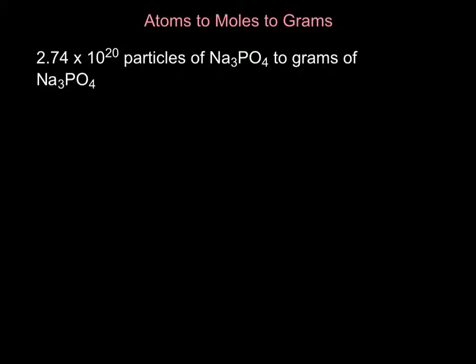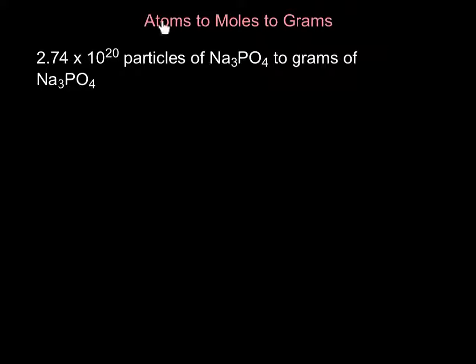The first one we're going to do is going to be particles to grams. Remember, particles is the same thing as atoms. Moles are always, or atoms are presented as representative particles. So when you see particles like you see here, you can just think of them as if they were atoms. All right. Now, we're given 2.74 times 10 to the 20th particles of sodium phosphate, and I want to know how many grams of sodium phosphate we have.